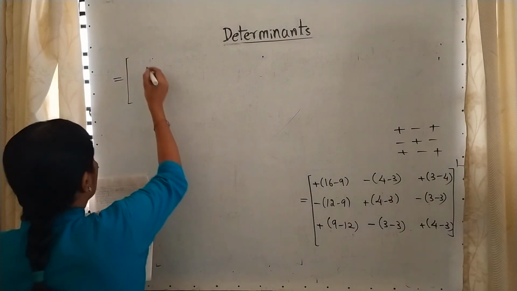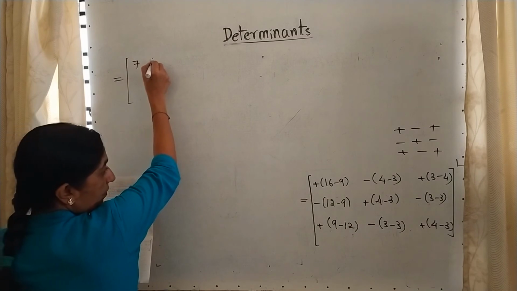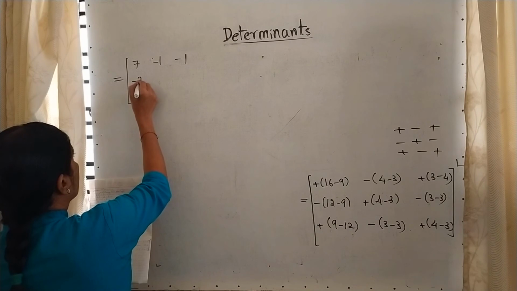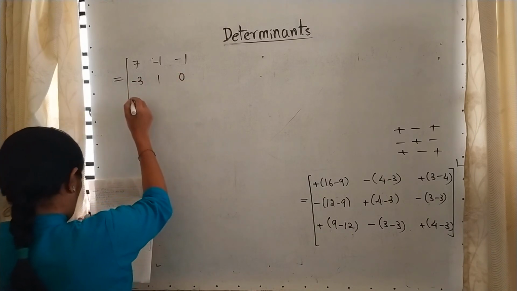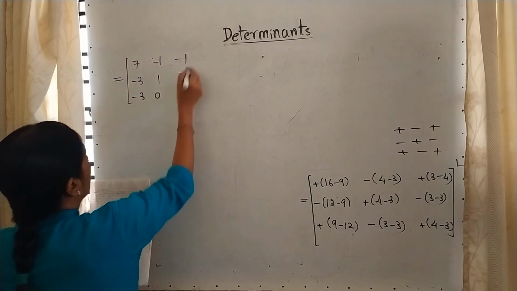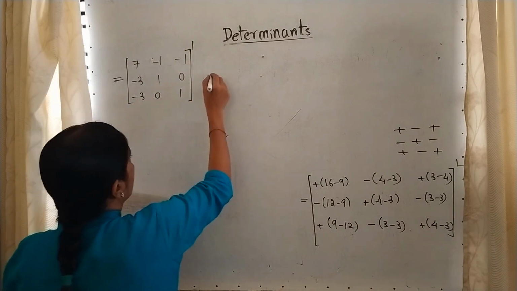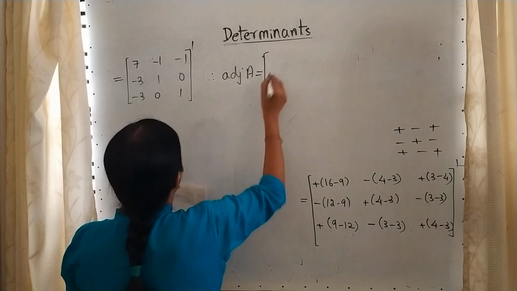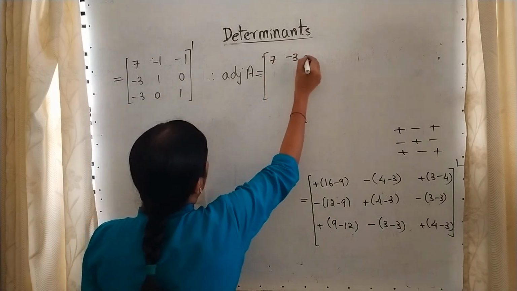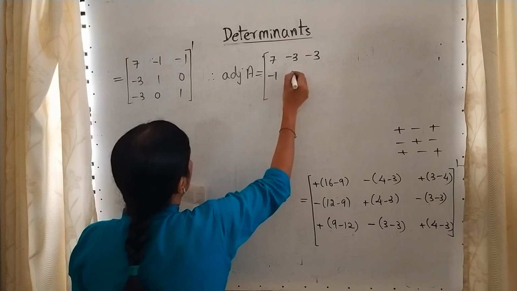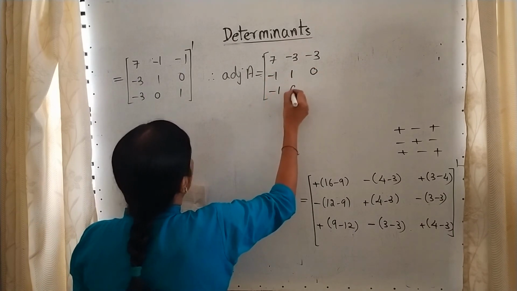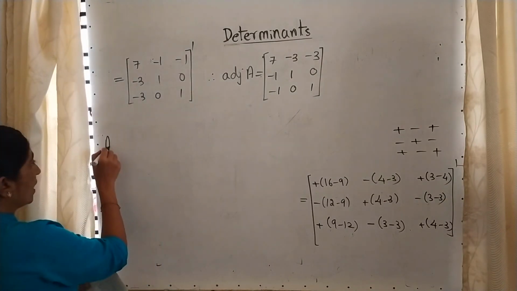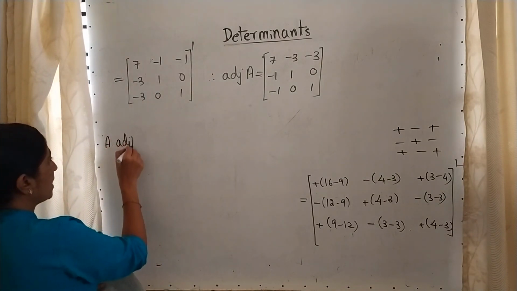Adjoint. 7 minus 1 minus 1, minus 3 1 0, minus 3 0 1. Transpose of this. Therefore, adjoint A is equal to 7 minus 3 minus 3, minus 1 1 0, minus 1 0 1. This is adjoint A. After that, I am moving to A into adjoint A.